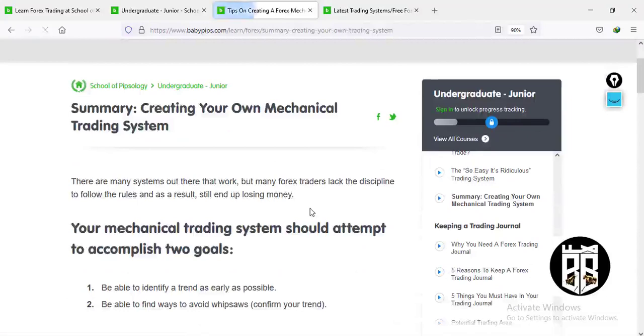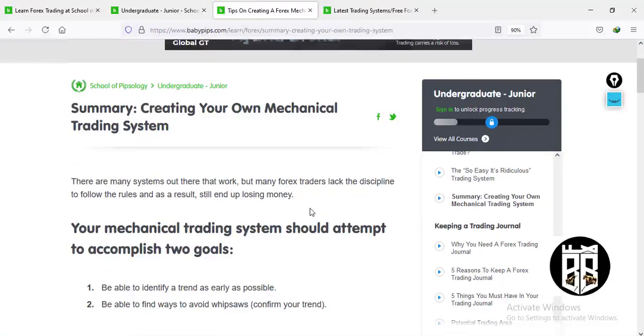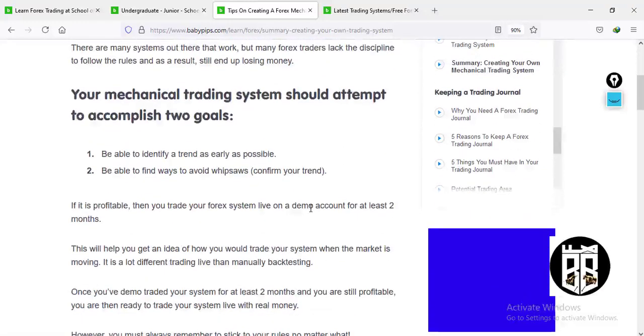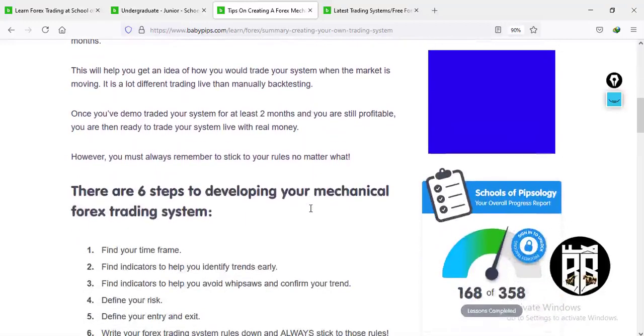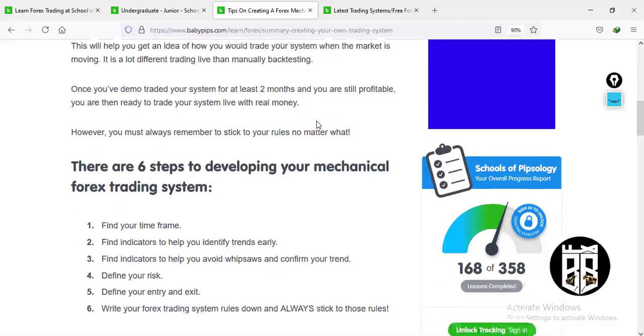This is just a summary of everything we'll be discussing in 9.3. The first thing to be able to do is to identify a trend as early as possible. Then second, be able to find ways to avoid whipsaws, that is by confirming your trend. Once you have traded your system for at least 2 months and you are still profitable, then you are able to go live with your real money.